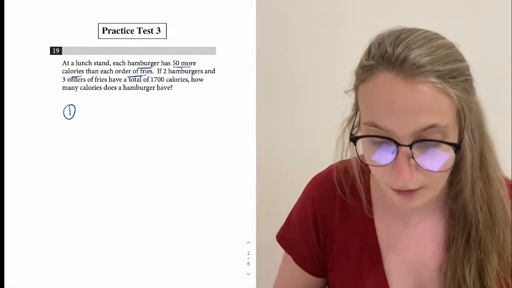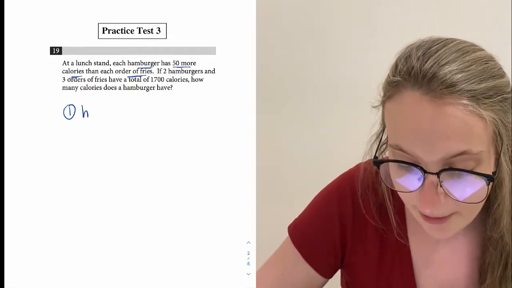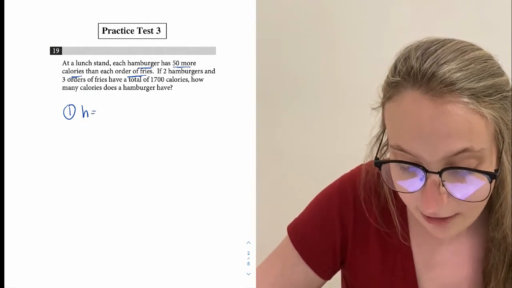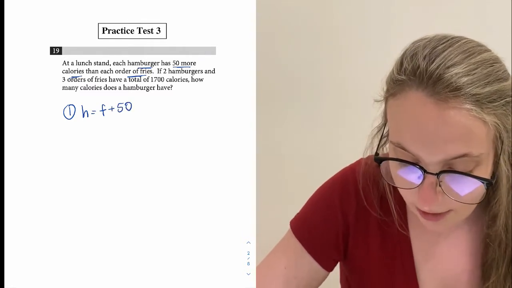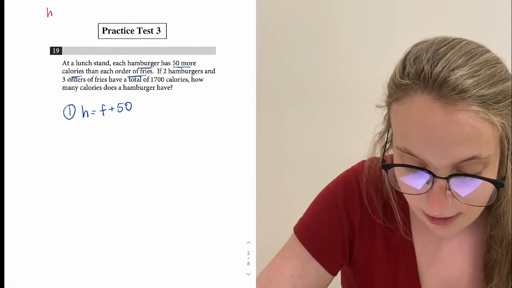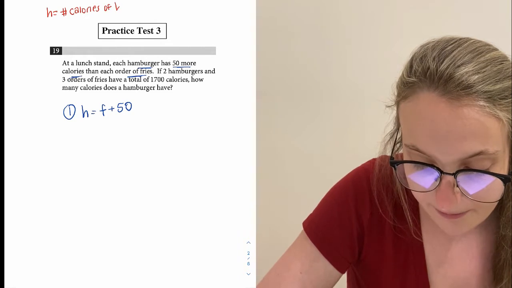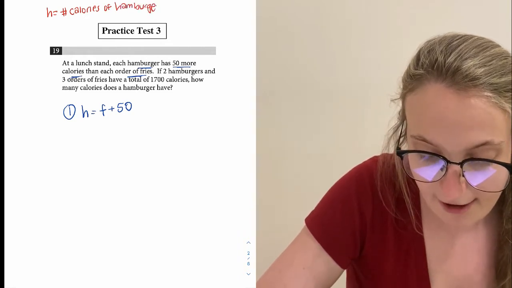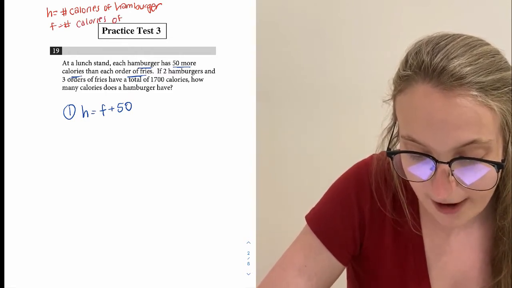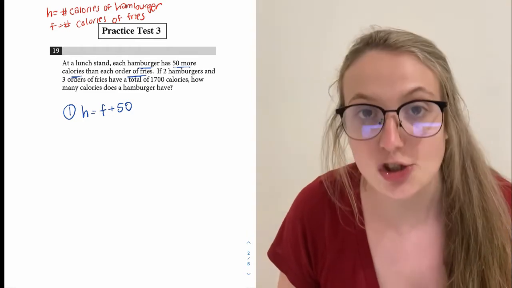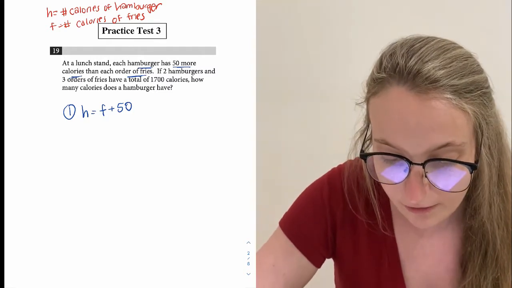Okay, so let's go ahead and reflect that. So H will obviously be hamburger, F will obviously be fries. So the hamburger can be represented in terms of the calories of the hamburger as the fries plus 50. So let's just write this down so we know. So I'll write that up here. H is equal to the number of calories of the hamburger. And then F will be equal to the number of calories of the fries. All right, so we represented that H, the number of calories of a hamburger, is the number of calories in fries plus 50 additional calories. So that's our first equation.